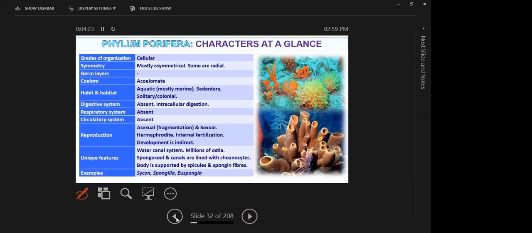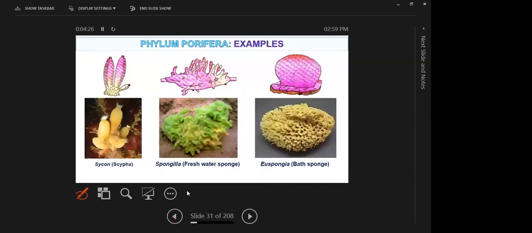Ma'am, what is spongin? Fibers, just fiber-like structures. Many sponges use it to rub their body. Examples are Euspongia, Euplectella, Spongilla, the freshwater sponge. So this is only a freshwater sponge. And this is Sycon. Sycon is very famous. Sycon is what we get to see in the ocean predominantly. And this is the bath sponge, Euspongia.